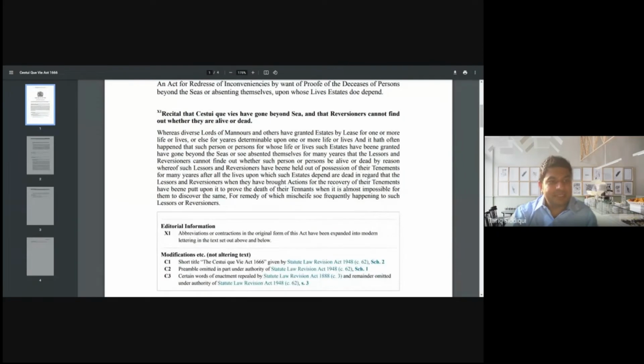Recital that Cestui have gone beyond the sea, and that reversioners cannot find out whether they are alive or dead. Sorry, let me highlight that. My mouse is doing terrible things right now. So right there, it tells you in bold letters.